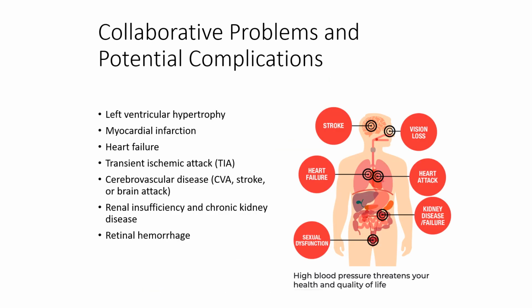So some collaborative problems and potential complications of hypertension, again, will include left ventricular hypertrophy, myocardial infarction, heart failure, transient ischemic attack, cerebral vascular disease, so that can be CVA, stroke, or what people will call a brain attack, renal insufficiency and chronic kidney disease, and retinal hemorrhage.